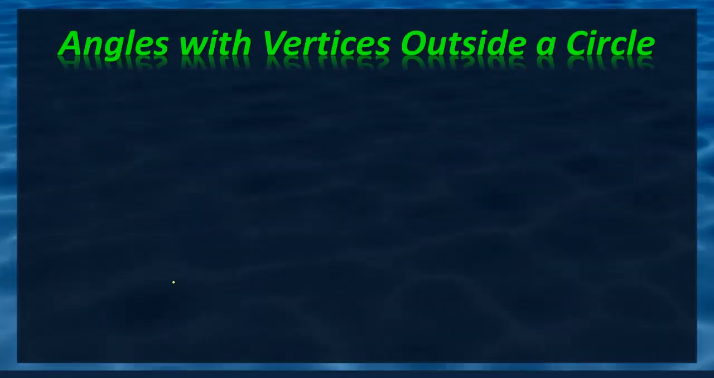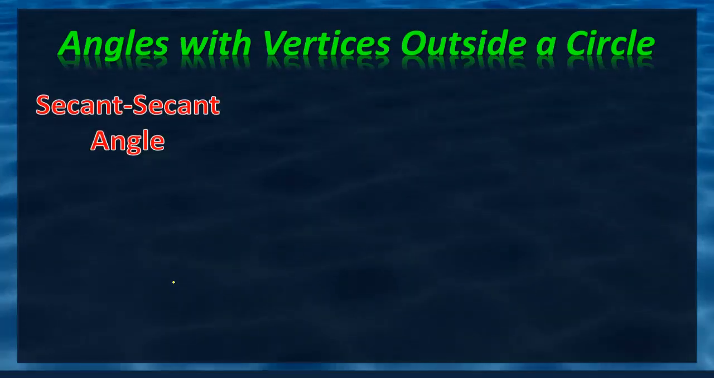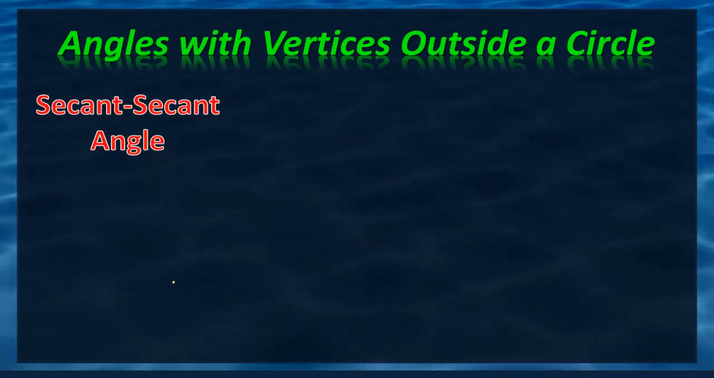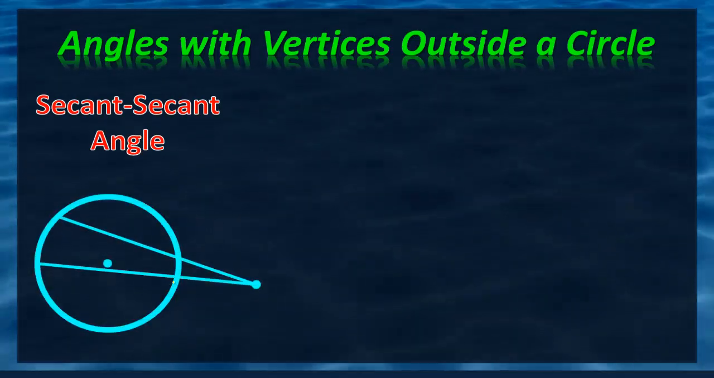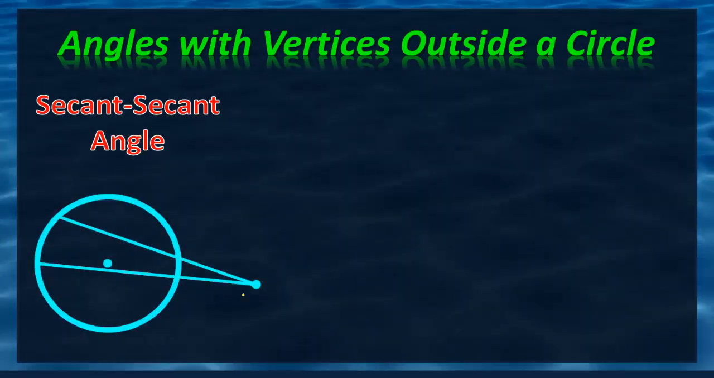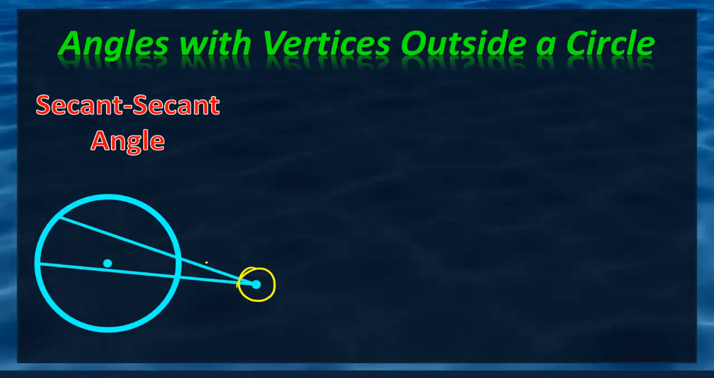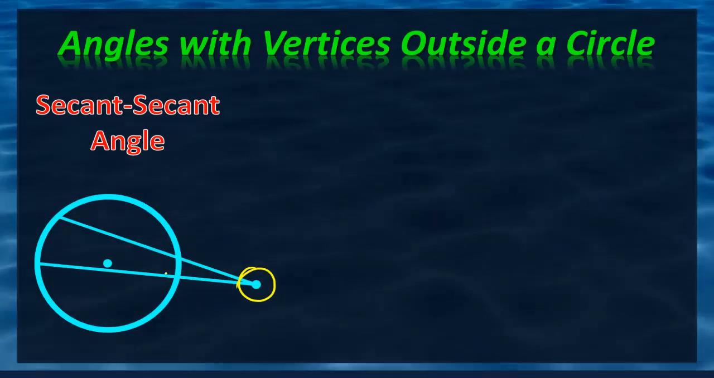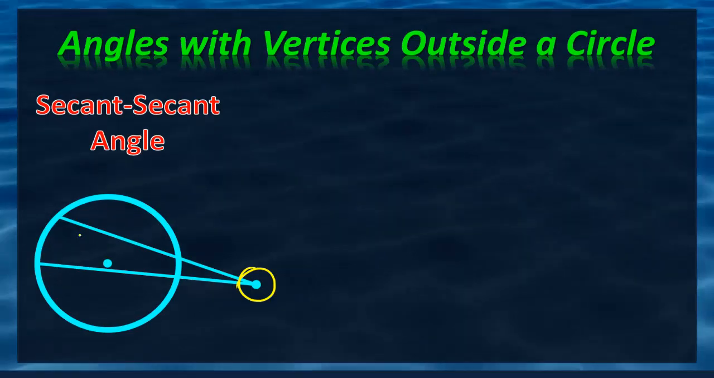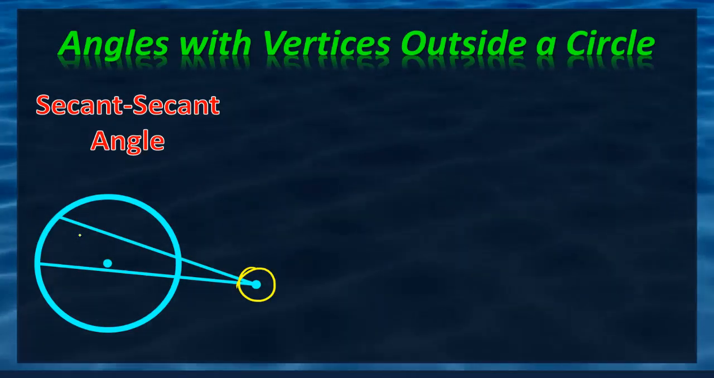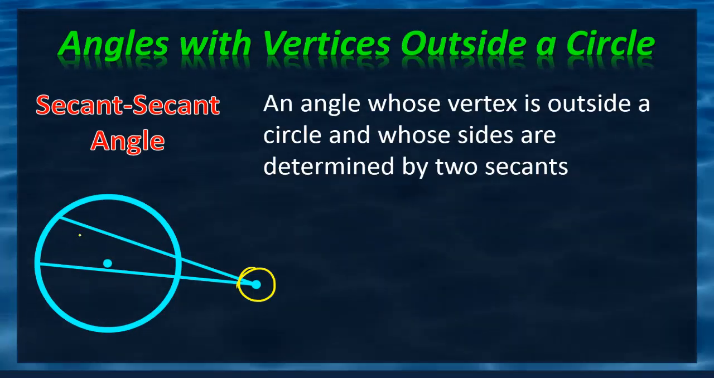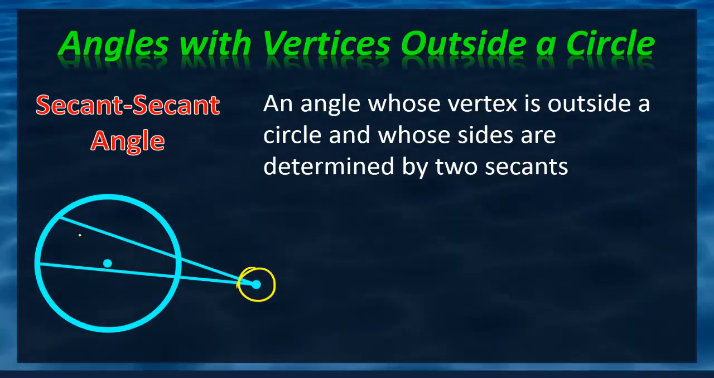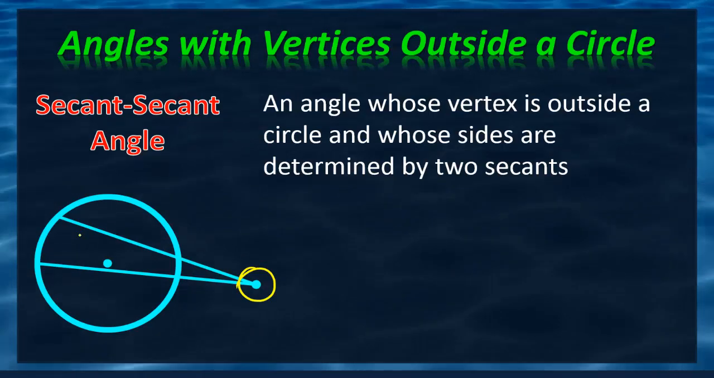angles with vertices outside a circle. So there's a few of these. Secant angle is the first. As you can see there, vertex is outside the circle. And we've got 2 segments that cut through the circle, not through the center or anything like that. Okay, and that's an angle whose vertex is outside a circle and whose sides are determined by 2 secants. Okay, meaning they pass through the circle twice.